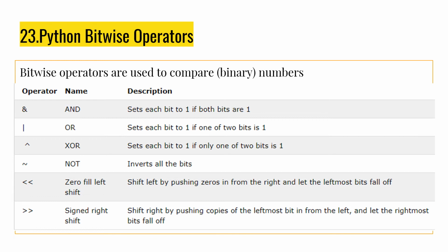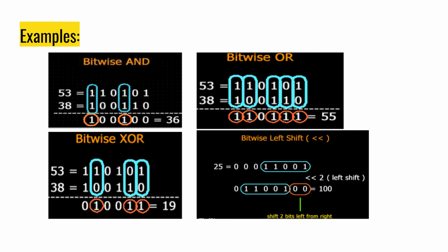And here in Python we have 6 bitwise operators: AND, OR, XOR, NOT, left shift and right shift. So we'll see in brief what they are with an example. Here we go with an example, 53 and 38. The first step is to convert them into their binary equivalents and write them down.